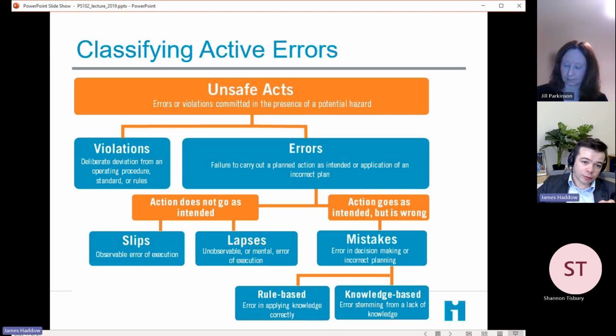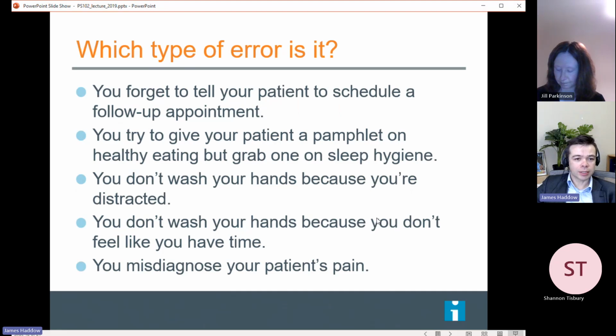So if you are able to categorize errors, then that helps you think about the remedy, the solution a bit better. If it's a knowledge-based thing, then obviously the thing that's going to make it better is improving knowledge. If it's a rule-based mistake, then the way to improve that is maybe with decision tools, or taking the decision making out of your hands altogether, for example. So here is a little mental exercise trying to work out what type of error each of these is.